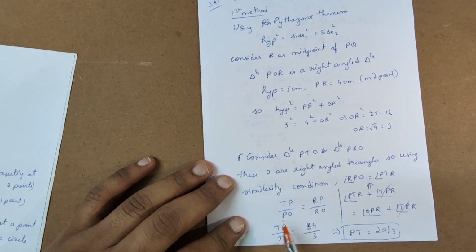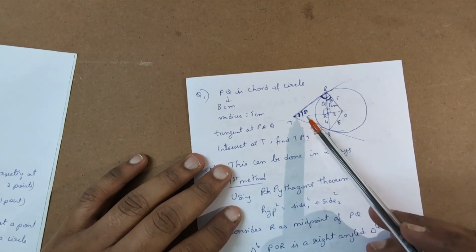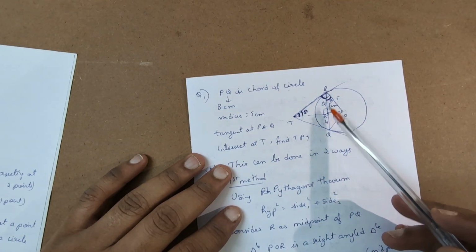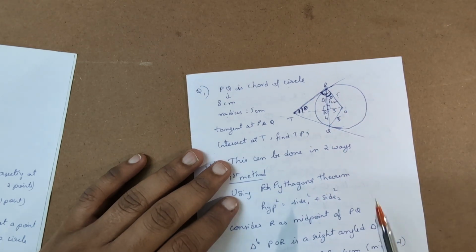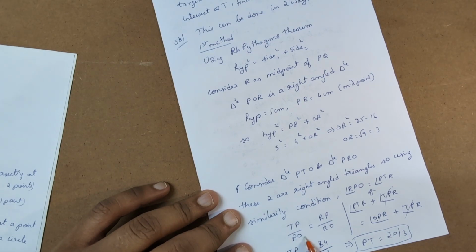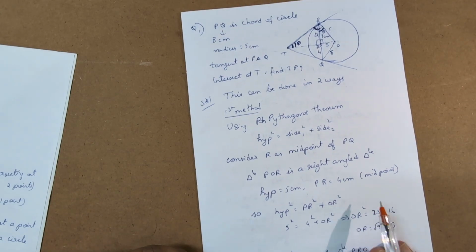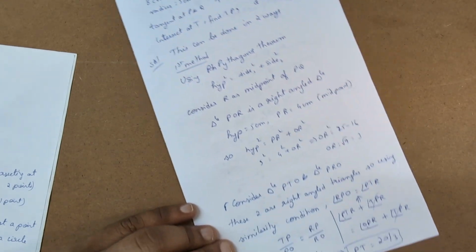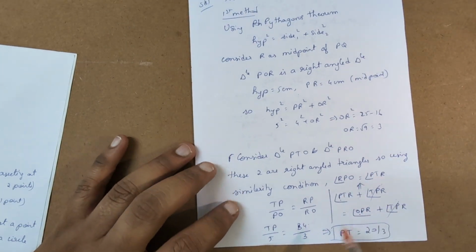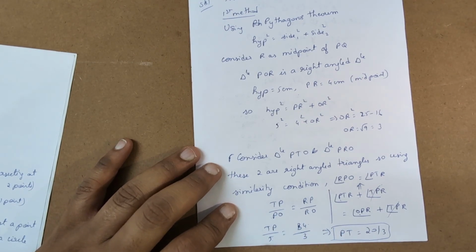Also the condition PT by PO equal to RP by RO. TP by PO is 5, which you already know, that is RP by RO. RP here it is 4, so 4 by 3. From this we can conclude that PT equal to 5 into 4 by 3, that is 20 by 3.